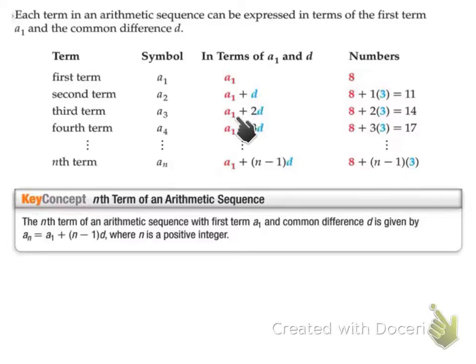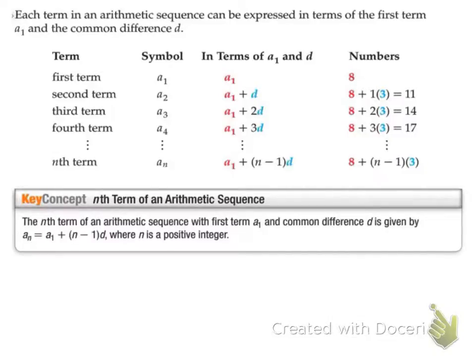Then I go to the third term. The third term is just the first term plus 2 of the differences. So 2 times 3, which is 6, and 6 plus 8 is 14. Again, you notice I'm just adding 3 from the last one? But then when I go to the fourth term, I have to add 3 of those differences. The fifth term would add 4 of the differences. Yes, the 100th term, you would be adding 99 differences to the first term.